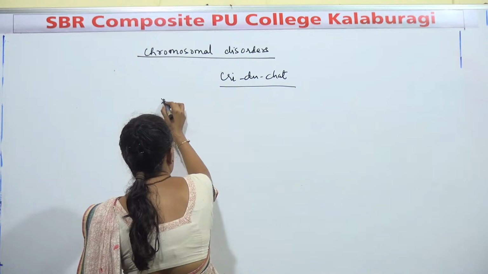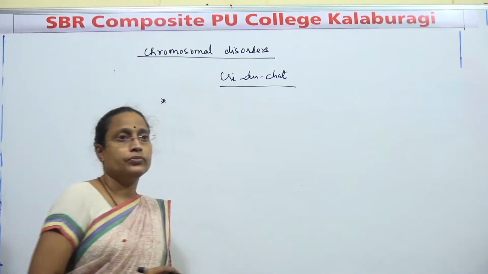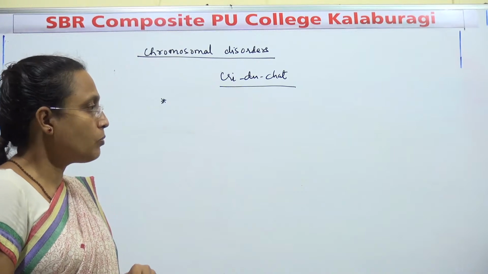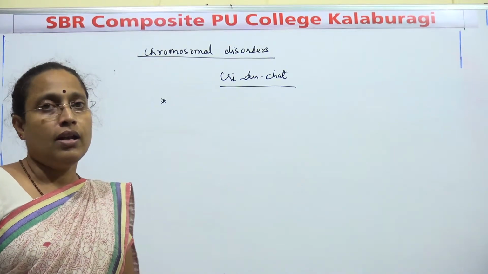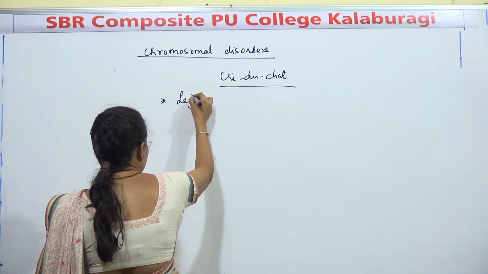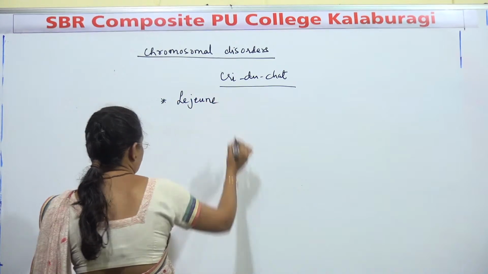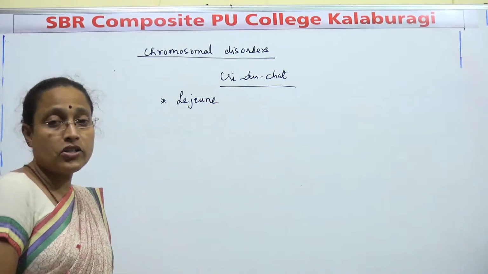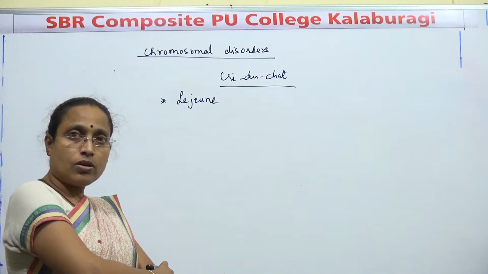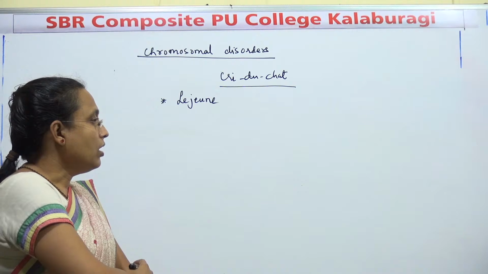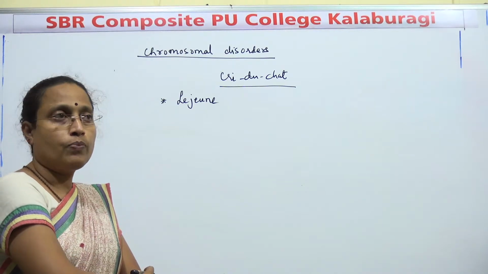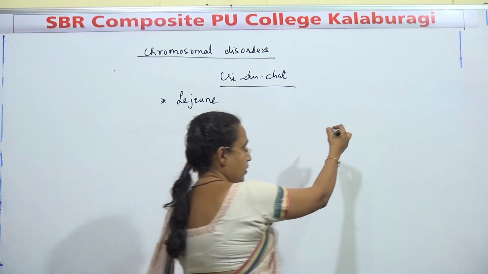Who identified this chromosomal disorder is Dr. Lejeune. Dr. Lejeune identified this genetic disorder called Cri du chat. In this disease, the defect lies in the fifth chromosome.